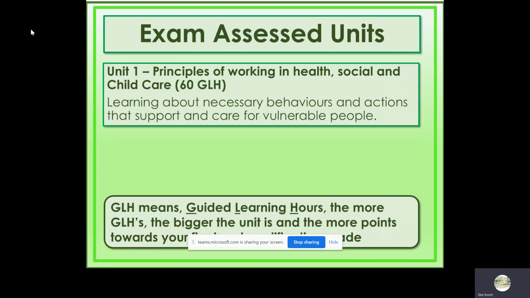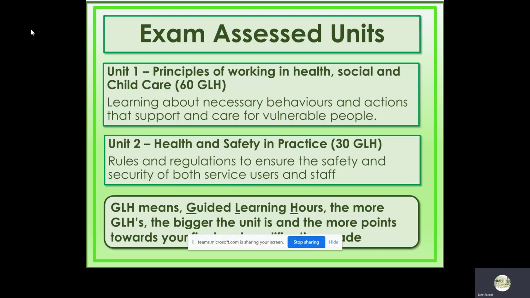So, exam assessed units. Unit 1 is all about principles of working in health, social, and childcare. So, we're following the adult health pathway, so we won't be looking at the childcare aspect. So, learning about necessary behaviours and actions that support and care for vulnerable people. GLH, guided learning hours, you will see it says 60 there. It means the more guided learning hours, the bigger the unit is and the more points towards your end grade. Okay, so a 60 is probably a middle of the range unit.